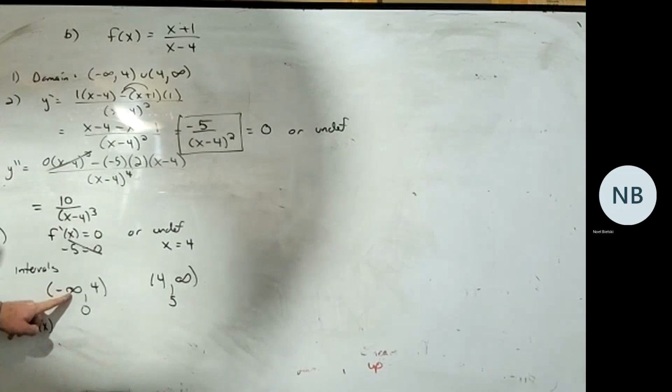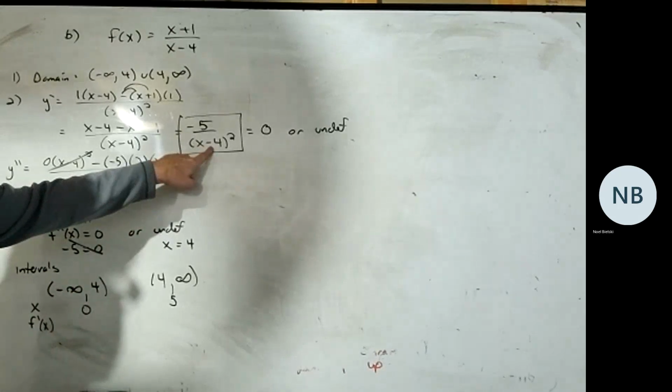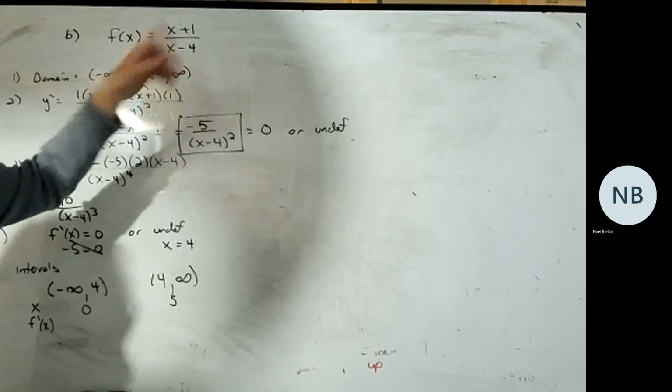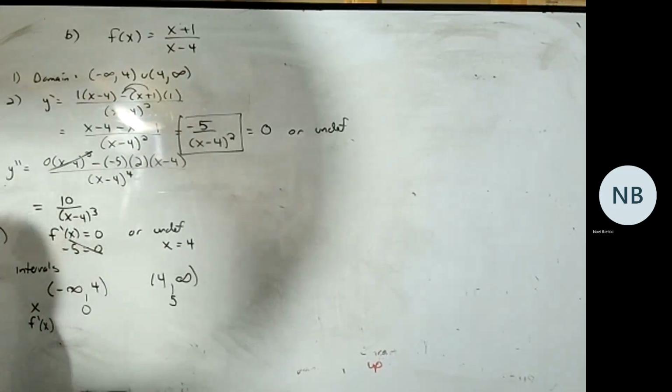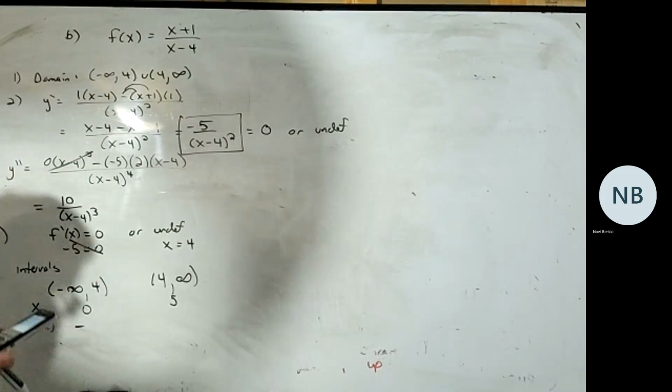Any number inside this interval works. If you wanted 3 instead, sometimes you used to do these things by hand. It'd be easier to plug in 0, right? So negative 5 over negative 4 quantity squared. So negative 5 over 16 would be a negative over a positive, which would be a negative number. So I know this is going to be a negative number.